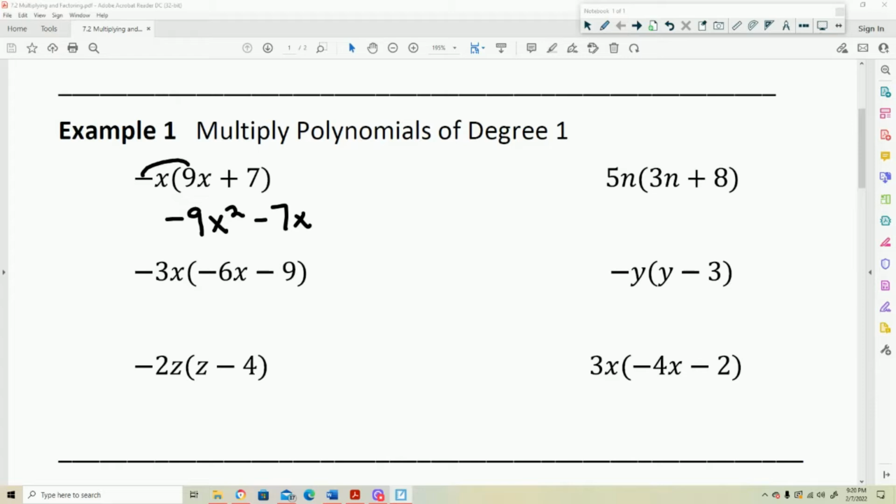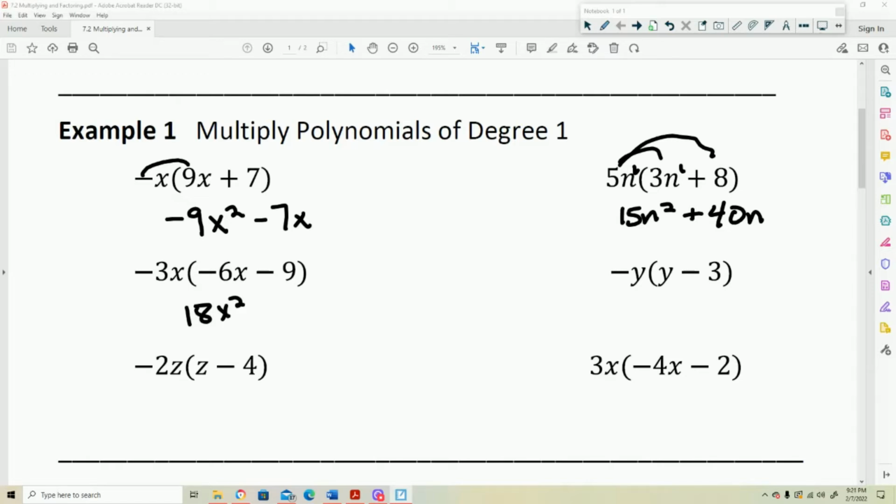Keep going. 5n times 3n, well, the 5 and the 3 are coefficients. They get multiplied. That's 15. n times n is n1 times n1. You add those exponents, becomes n squared. And then 5n times 8 is 8 times 5, which is 40n. 40n. And again, these are not like terms. I do not want to add them together. Moving on, we've got a negative 3x and a negative 6x. Well, the two negatives cancel each other out, make a positive. 3 times 6 is 18. x1 times x1 is x squared.